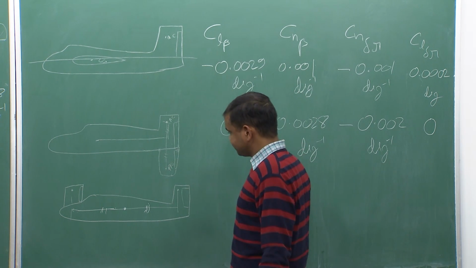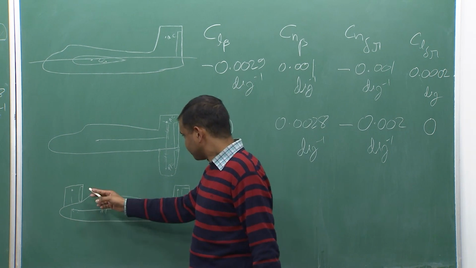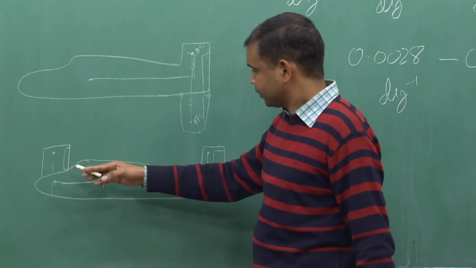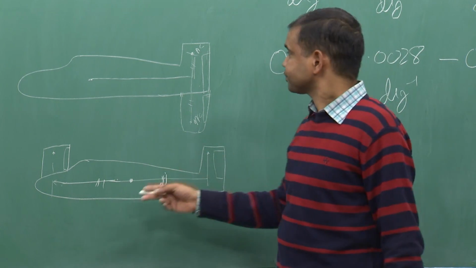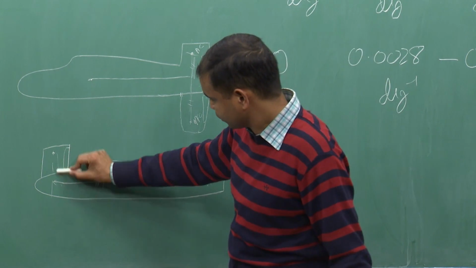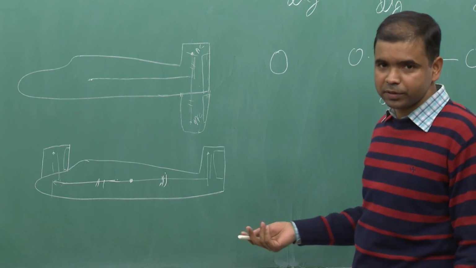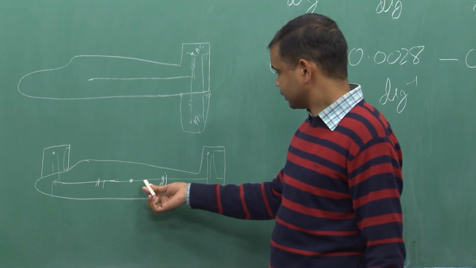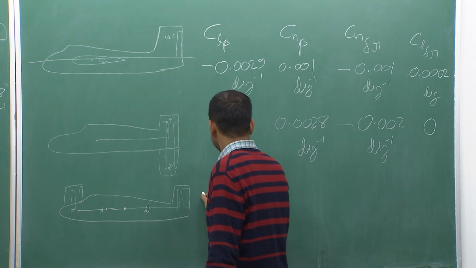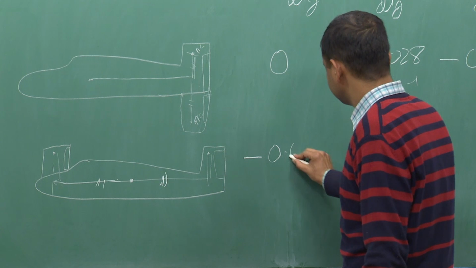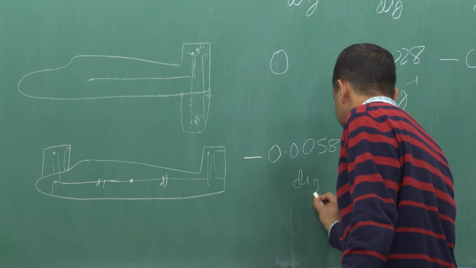Coming to the CL beta, due to this surface it was minus 0.0029. For the positive beta, this surface also will have a tendency of the negative roll. So, both will be added up. This arm is the same for both surfaces. So, the magnitude of moment will also be the same, and the net will be added, and this will become minus 0.0058 per degree.